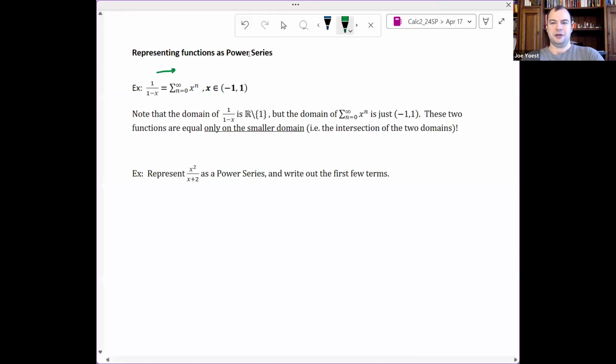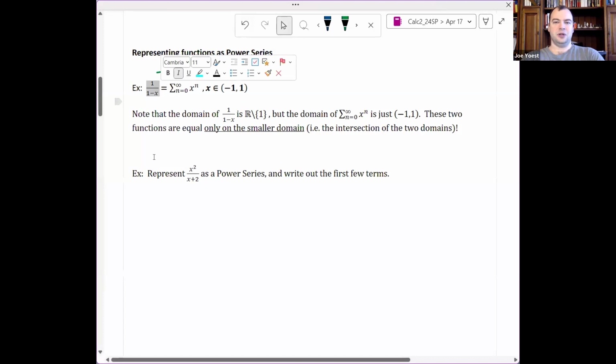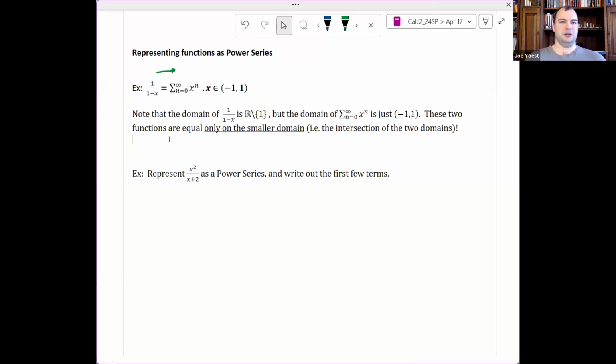We could consider a function 1 over 1 minus x. It's just some function. We could have talked about it in algebra 2 or something and maybe looked at what its graph is, what its restricted values are, whatever. We have a function 1 over 1 minus x. We could, if we wanted to, choose to represent that function as a power series, sum n equals 0 to infinity x to the n.